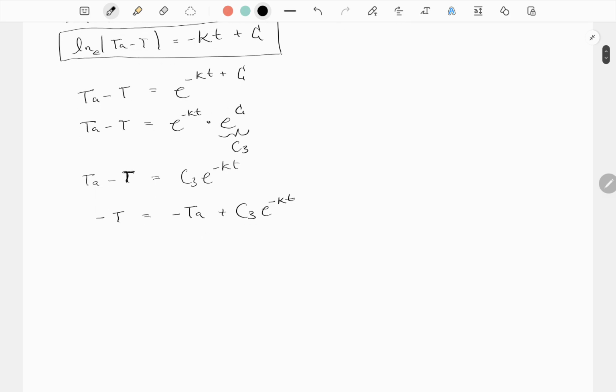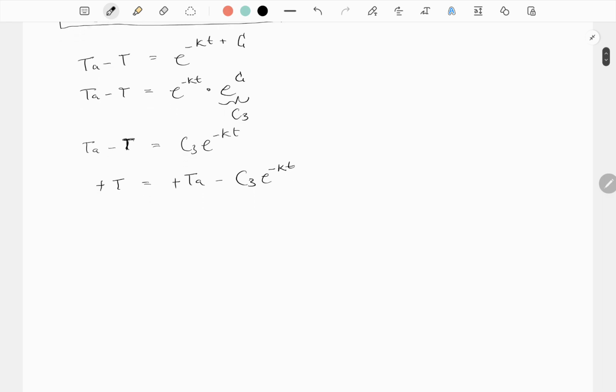And then if I multiply both sides by -1, this becomes, and so what we have is the solution in a nice form: T is a function of time. Temperature is always a function of time here. It is the ambient temperature minus C3, or we can now change it. It doesn't have to be C3. We can just leave it as a constant, C e to the negative kt.